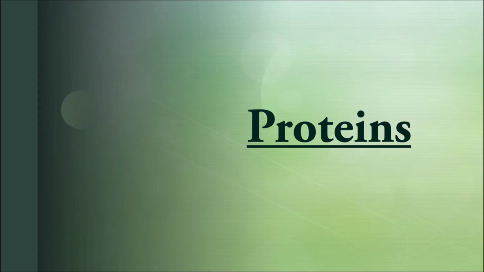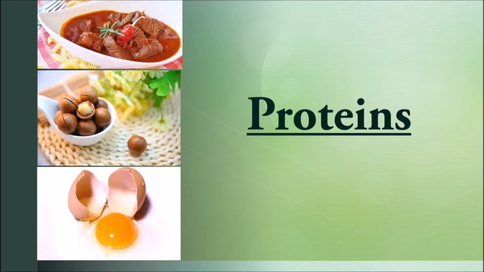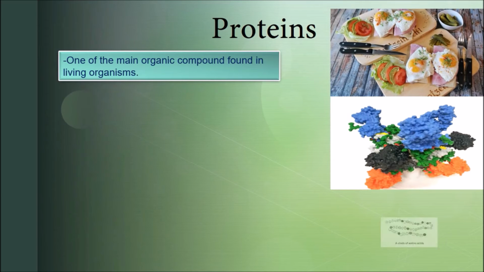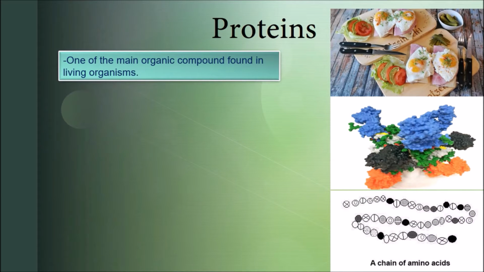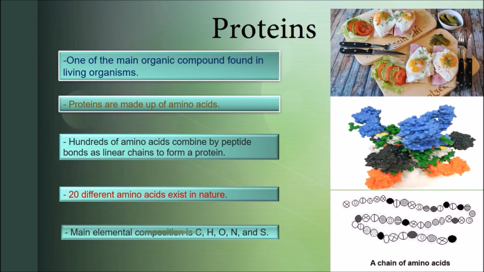Today in this video we are going to talk about another main organic compound found in living organisms. It is protein. Proteins are another main organic compound found in living organisms. Proteins play different functions in the body. They are made up of amino acids.